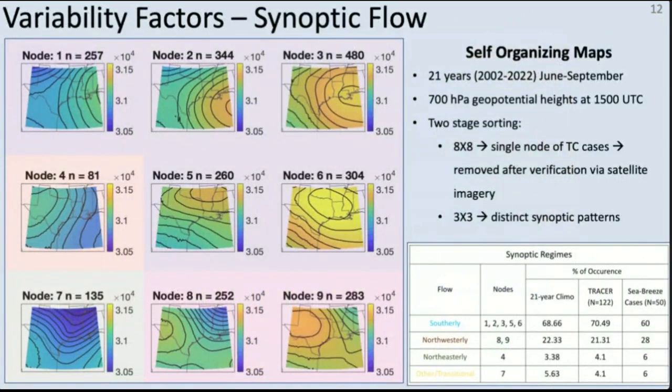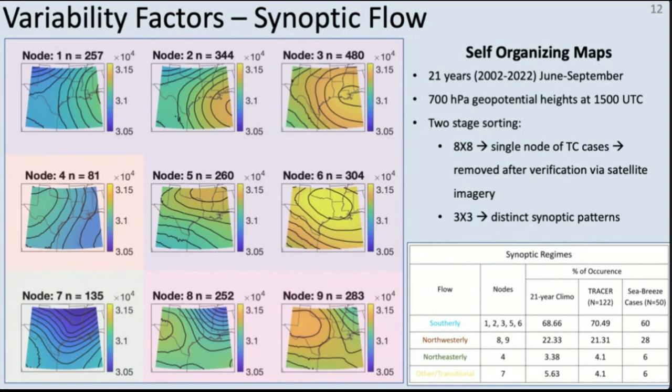To begin investigating the different aspects that may be responsible for the variability in the PBL heights, we use self-organizing maps to categorize our synoptic regimes over the Houston area. This is a machine learning technique in which data is provided and a pre-described number of nodes are given to the algorithm. And this algorithm then finds patterns within the data and produces results like what you see here on the left-hand side.